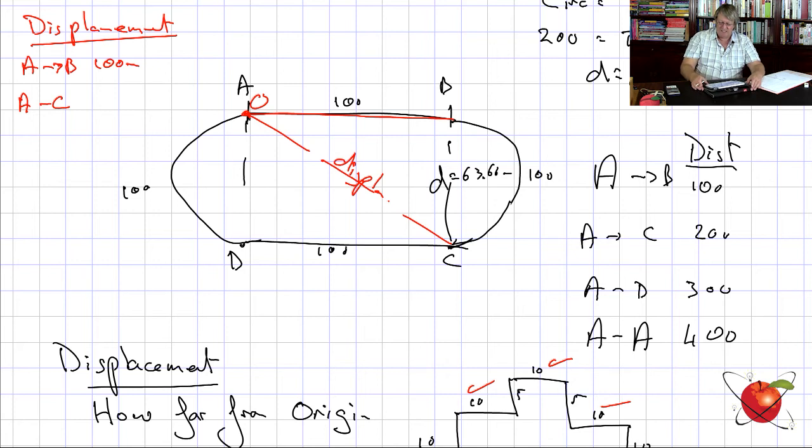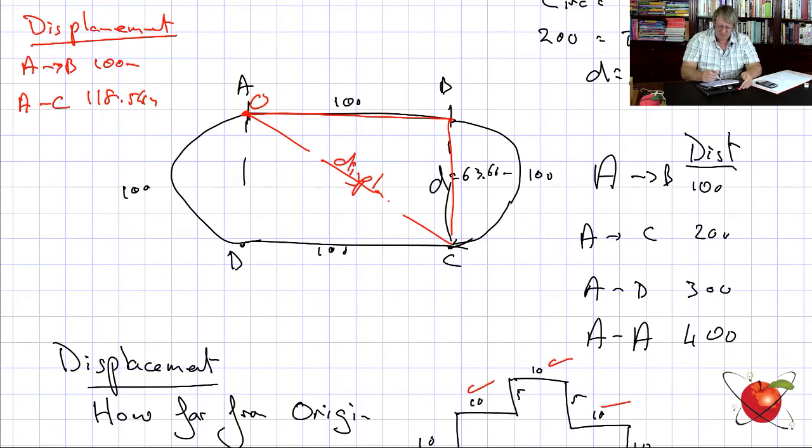Okay? My displacement, can you see, is a triangle. So I would use Pythagoras, right? 100 squared plus 63.66 squared equals that, all to the power of a half, equals 118.5. Right?